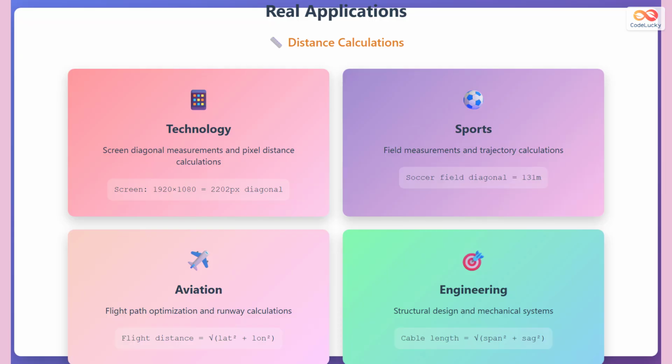The Pythagorean theorem is also useful in distance calculations. In technology, it helps with screen diagonal measurements and pixel distance calculations. In sports, it is used for field measurements and trajectory calculations. In aviation, it assists in flight path optimization and runway calculations. And in engineering, it is applied in structural design and mechanical systems.